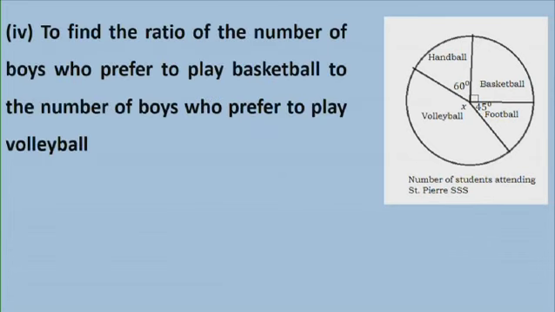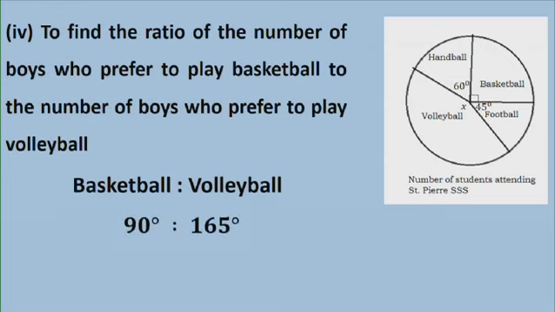Now the next part. To find the ratio of the number of boys who prefer to play basketball to the number of boys who prefer to play volleyball. Let us look at the angles representing these two different games. For basketball, we have an angle of 90 degrees, whereas for volleyball, we have the angle x, which was in fact 165 degrees. So the ratio will be 90 degrees to 165 degrees. Now, if I reduce this ratio to its lowest term, I will have 6:11.